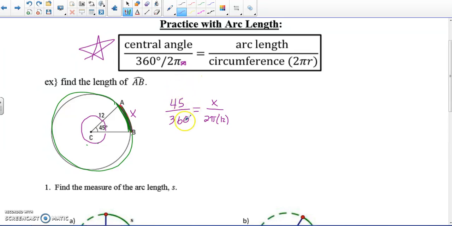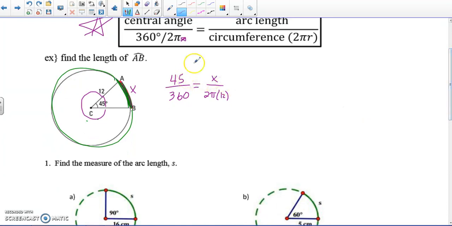So we know the angle is to 360 as the arc length is to the entire circumference. So now that we have an equal sign, we can cross multiply. So we have 360x equals, and I can put this together. I know 2 times 12 is 24. So we're going to keep that pi out of it for now. You'll see what I mean. So equals 24 times 45 times pi.